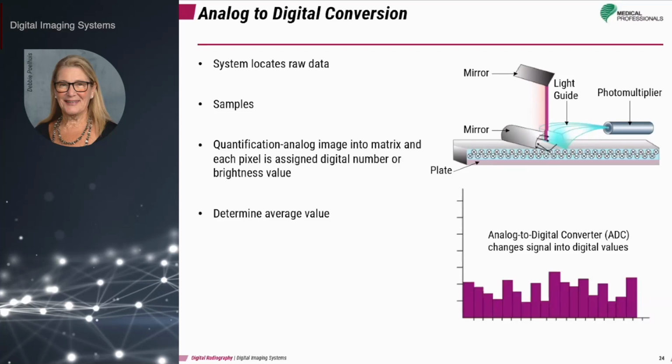Pixels that have received more exposure are assigned values that represent less brightness, and they will appear darker on the displayed image. Pixels that receive less exposure are assigned values that represent more brightness, and they will appear lighter on the displayed image. All brightness values together make up the raw or image data.